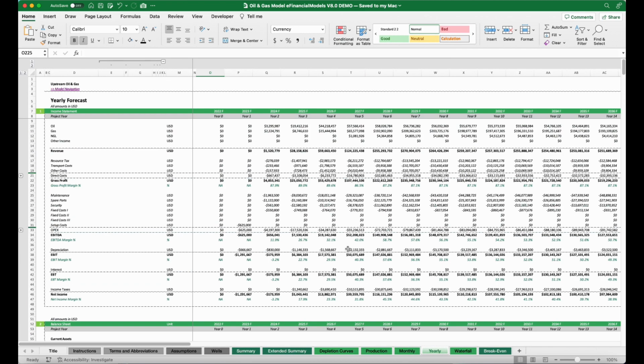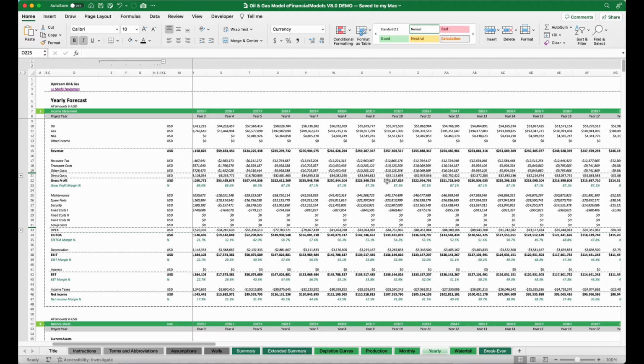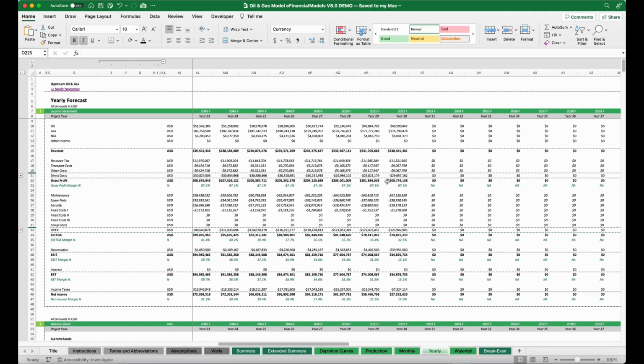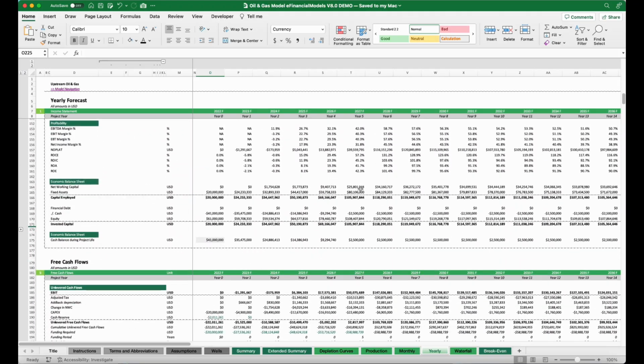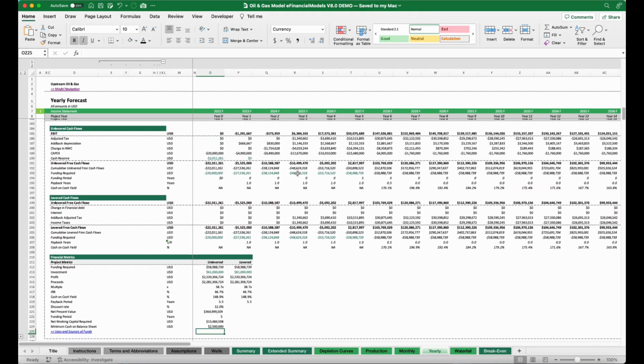The next schedule then is the yearly schedule. As mentioned before, we aggregate the monthly schedule and we continue during the whole forecast period of the project. And so we can obtain all financial statements, financial ratios, and calculate the free cash flows, which then are needed to calculate the financial metrics.